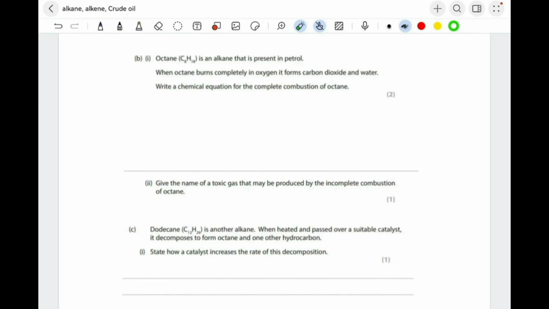Let's move to an exam type question. Octane is an alkane that is present in petrol, and we need to write a complete combustion of this alkane, and it gives carbon dioxide and water. Octane formula is C8H18, which is given in the question, and it reacts with oxygen to form carbon dioxide and water.